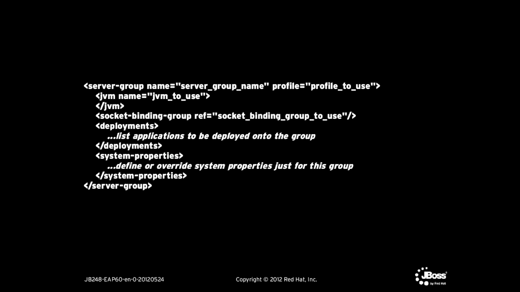Some child tags of the server group include the JVM. You can define several different JVM settings, for instance, to include different amounts of memory made available to your servers in your server group. You can define a socket binding group. Socket binding groups may be overridden by the host, so they're not required to be in the server group. They could be defined in the server.